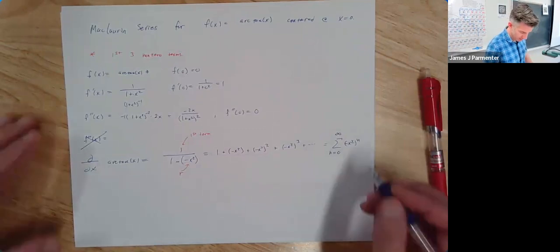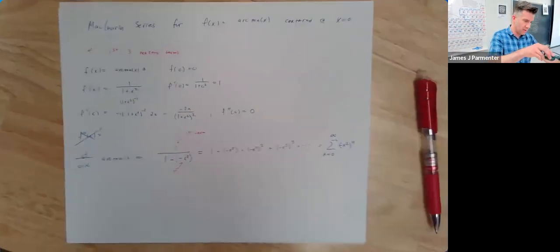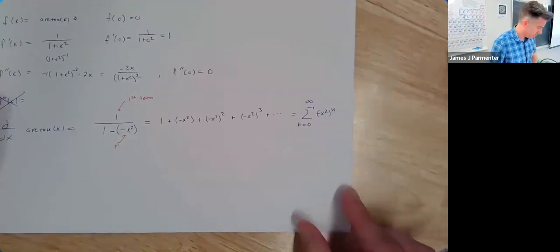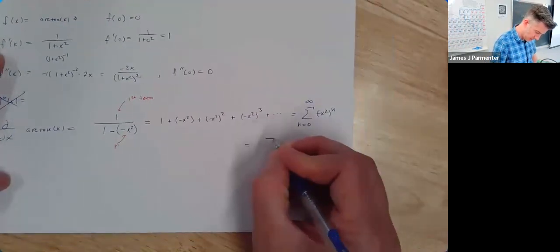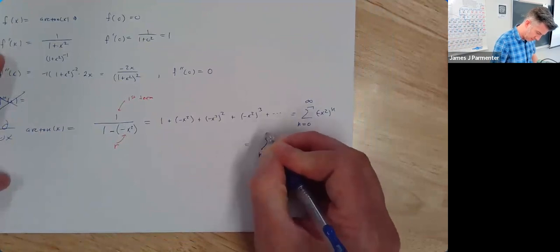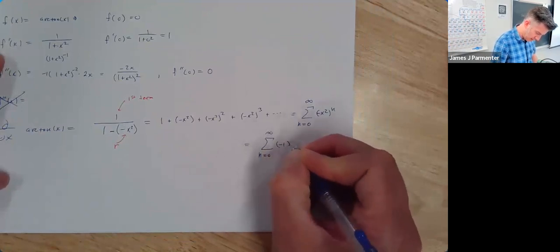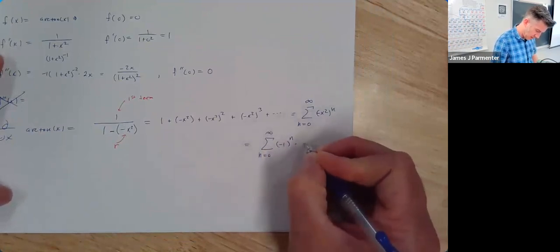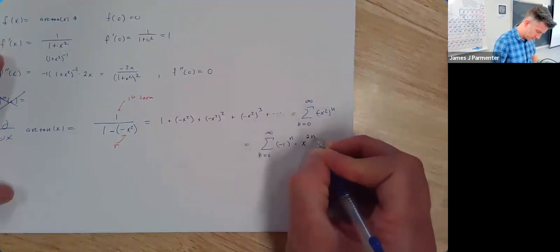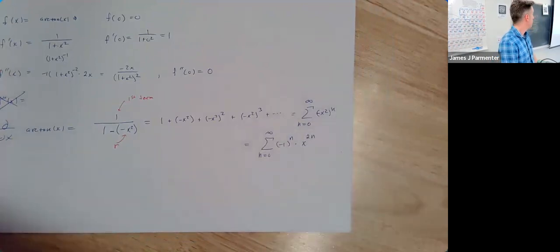Sorry, that looks a little bit terrible. Let me zoom in a little bit. And then we should rewrite this as the sum from n equals 0 to infinity of negative 1 to the nth power times x squared to the n, or x to the 2n.